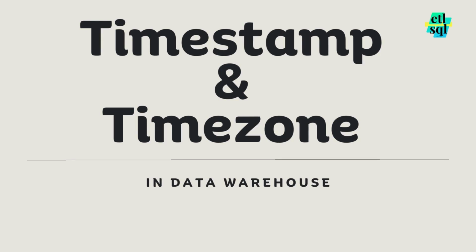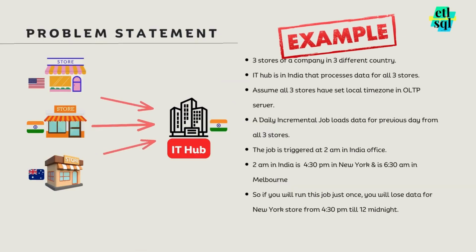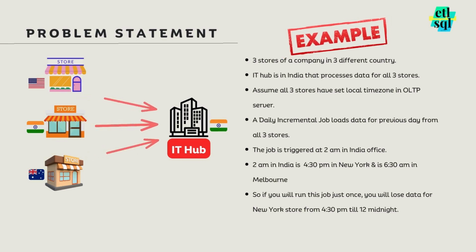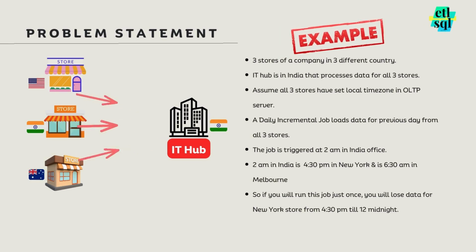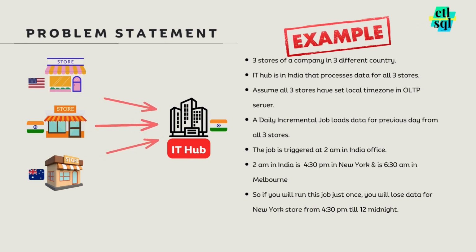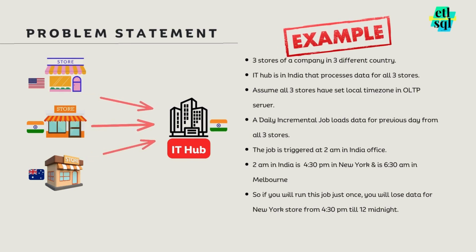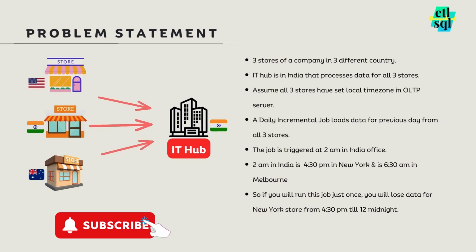In this video, I'll explain that if you have three stores spread across the world, like here in this case, I have three stores for a company in three different countries, USA, India, and Australia, and their IT hub is in India that processes data for all the three stores. And assuming that all three stores have set their local time zone in their OLTP server.